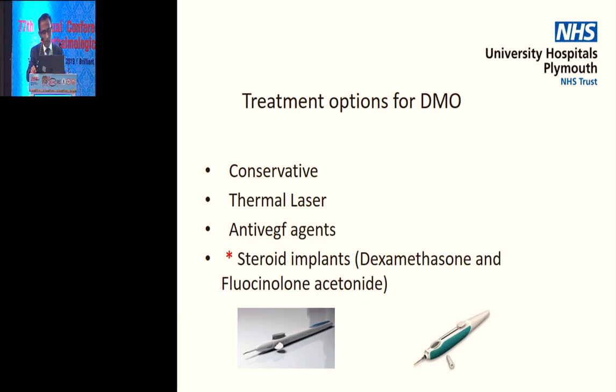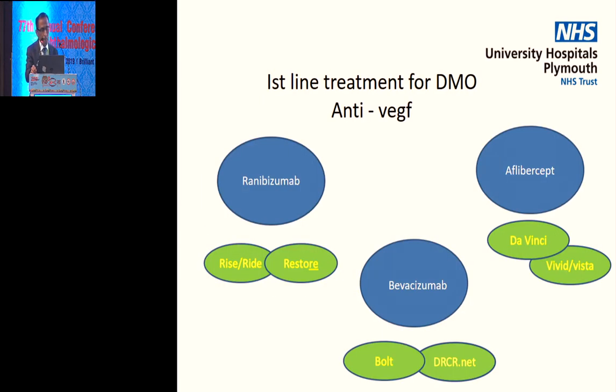We've got two implants. One is the dexamethasone implant, which works very well. It has to be repeated in about 3 to 4 months' time. And then you have the fluocinolone acetonide implant, which stays in the eye for roughly about 3 years. But in practical terms, after 2 years, they may need to have a top-up with the anti-VEGF or a repeat injection of Iluvien. So there's plenty of evidence in the literature showing the efficacy of all the three anti-VEGF agents, so there's no doubt about it.